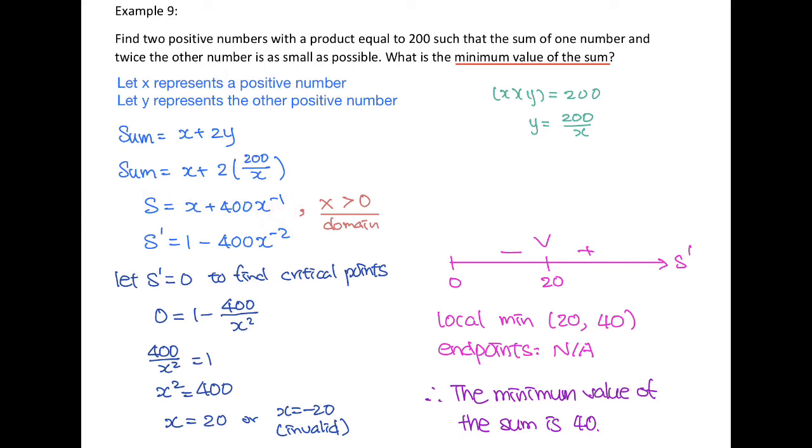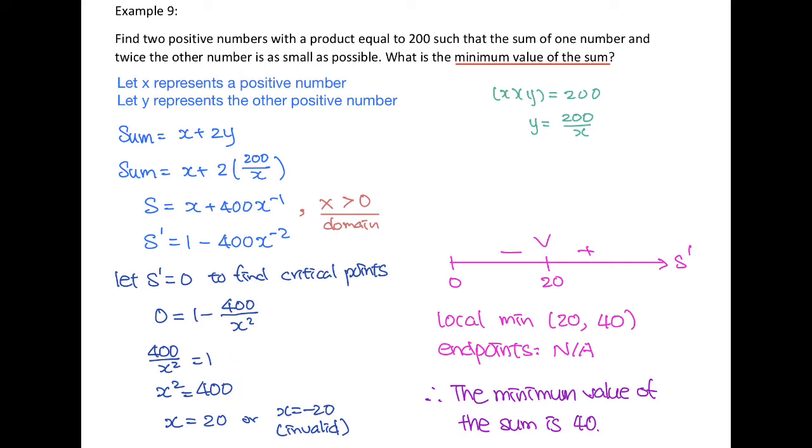Next, we have to find our restriction for x. Because they say x is a positive number, we know the domain is x greater than 0. Once we have the equation and the domain, now we can differentiate. Once you differentiate it, you let it equal 0 to find the critical points. You get 0 equals 1 minus 400 over x squared. I move the negative 400 over x squared to the left-hand side, so it becomes positive, and then I multiply by x squared on both sides, and I get x squared equals 400.